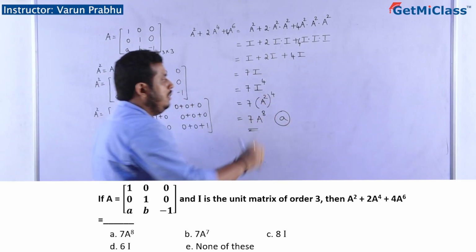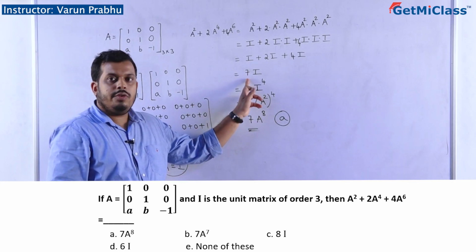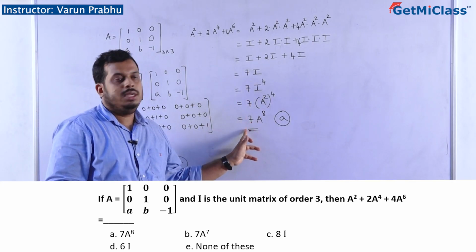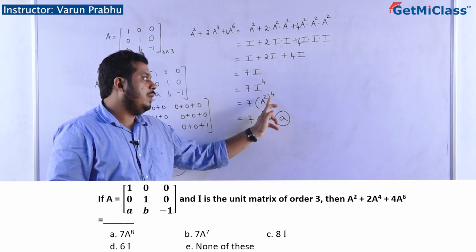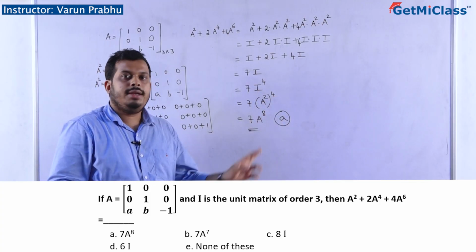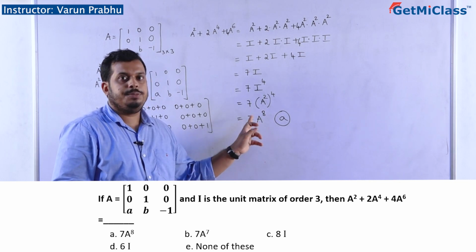Pretty easy question. Just that we will end up with I. You have to match to the options. This way we can match to the options. I to the power anything is I. I is A square power of 8. It cannot be an odd power. It should always be an even power.